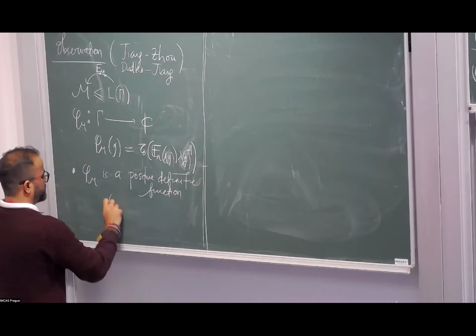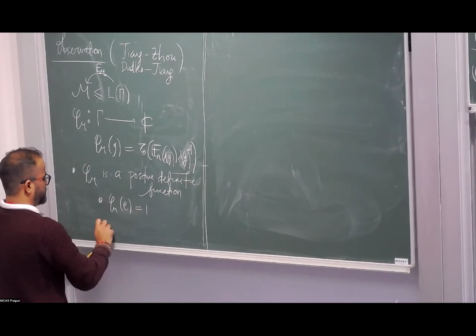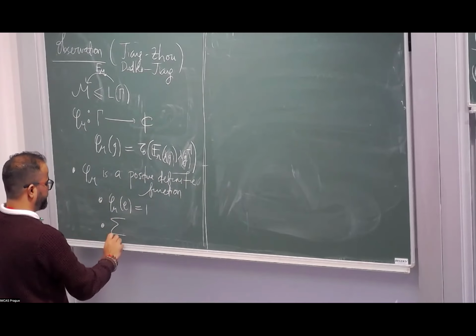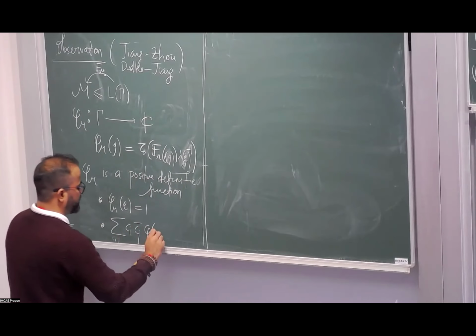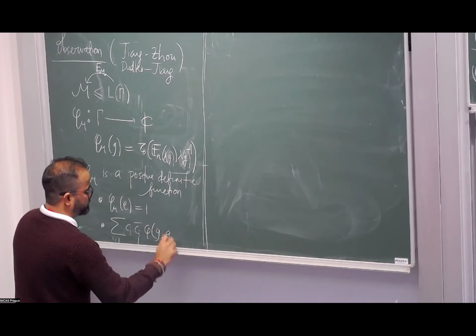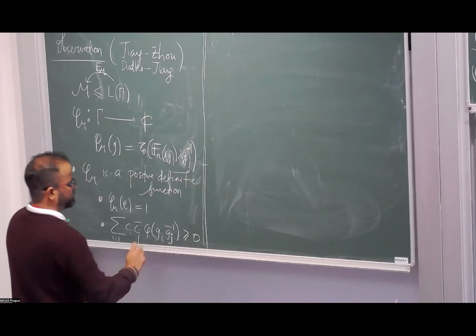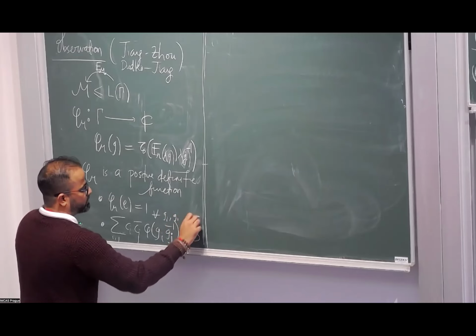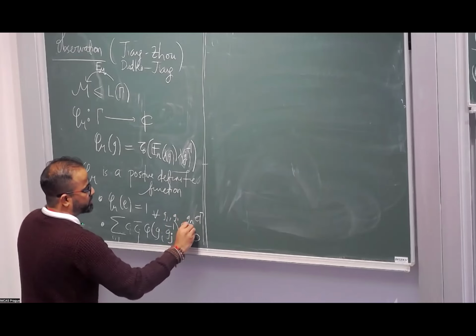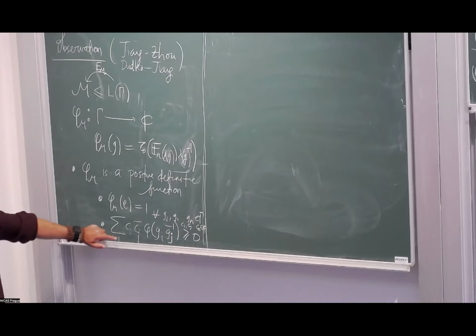Which means that it takes identity to identity, and it's positive definite associated with any finite collection. So for any G1, G2, Gn and C1, C2, Cn complex numbers, this thing is going to be positive.